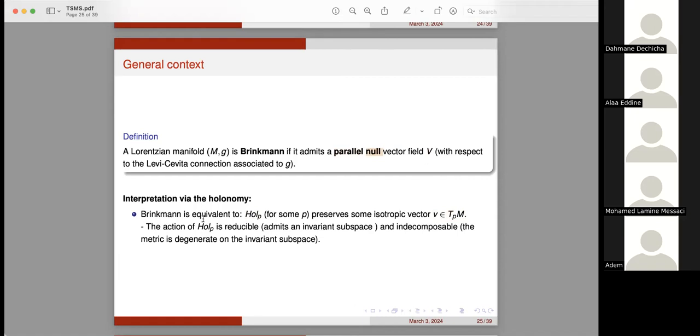This means that here the holonomy group admits an invariant subspace, but here the metric induced on this subspace is degenerate, so I do not have a splitting of the tangent space, and the metric is not locally a product. Our aim is to understand these Brinkmann spaces.